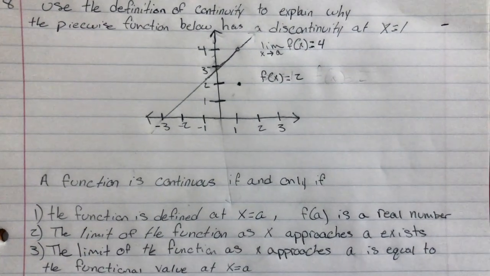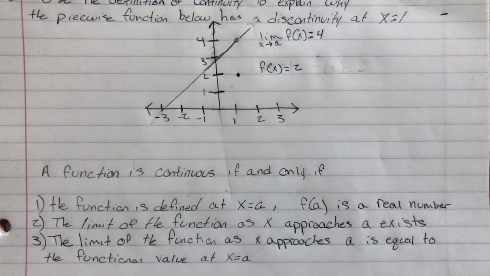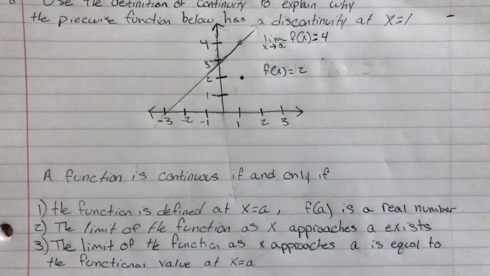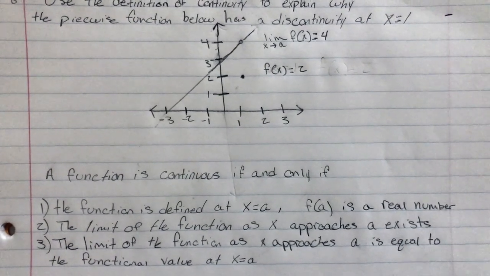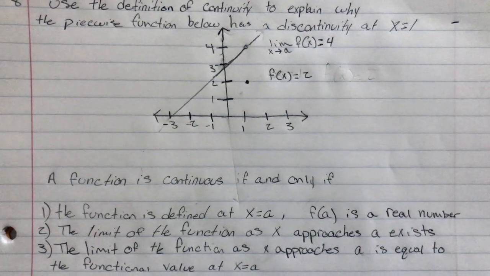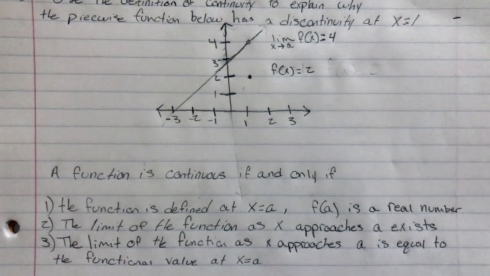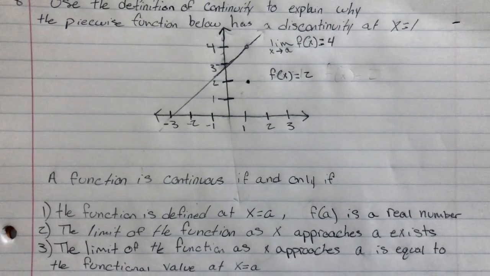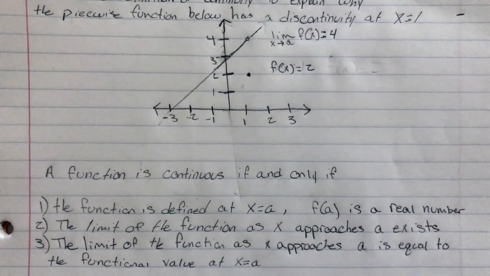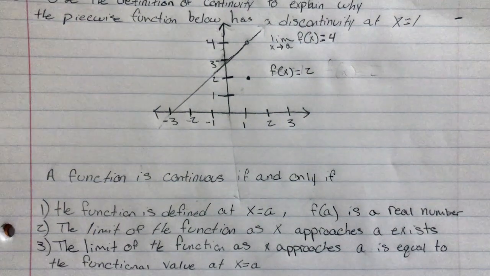When you look at the third condition, it states that the limit of the function as x approaches a is equal to the functional value at x equals a. The limit of f of x as x approaches a equals 4. But we also know that f of 1 equals 2. So the third condition is not met because the limit does not equal the functional value. 2 does not equal 4.